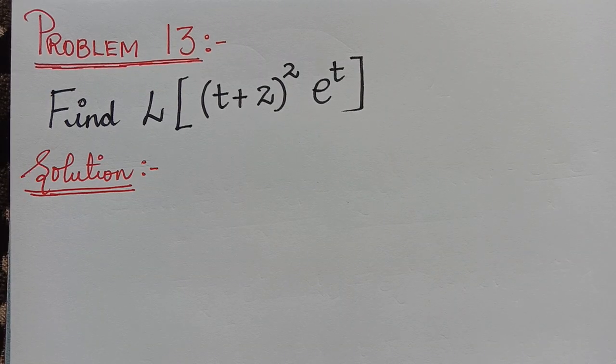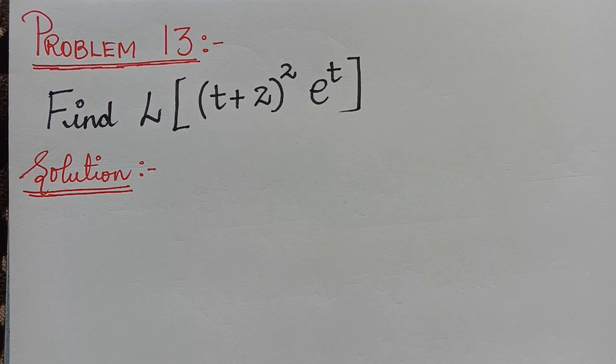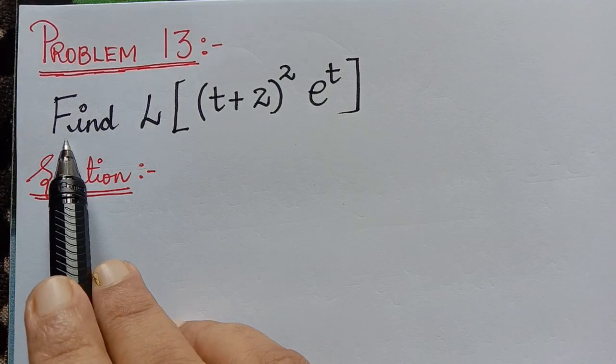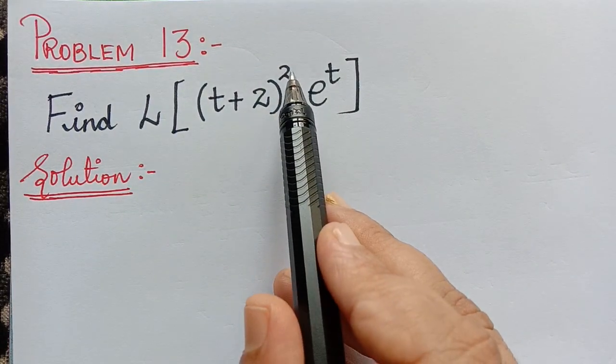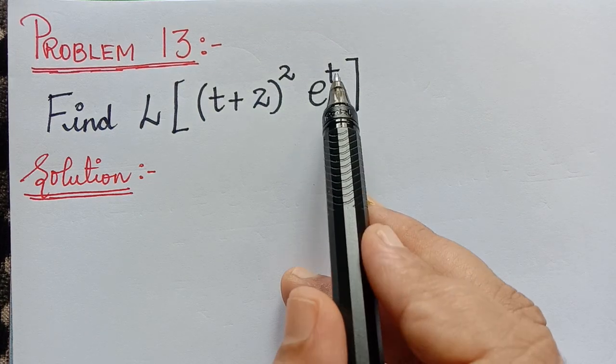So this is problem 13, and I hope this will be the last problem under the topic first shifting theorem. So let us solve this problem now. Now if you see, we have to find the Laplace transform of (t plus 2) the whole square multiplied with e to the power t.